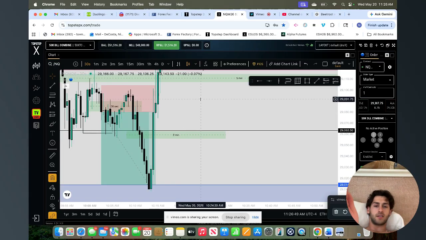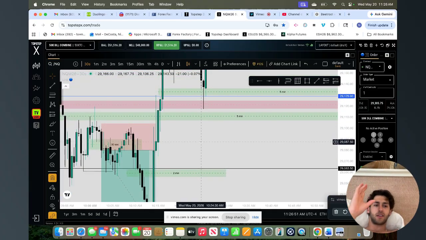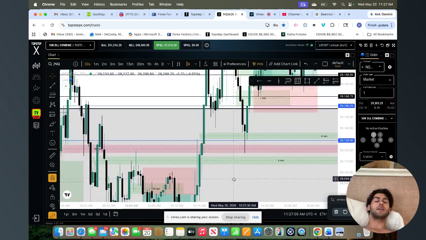After your draw on liquidity is taken out, your probability is decreased by a lot. But if you take a continuation trade, there's a higher probability. I'm not saying it's 100%. If you could take a continuation trade towards a solid draw on liquidity, you're golden. But the draw on liquidity that I wanted was already taken out.